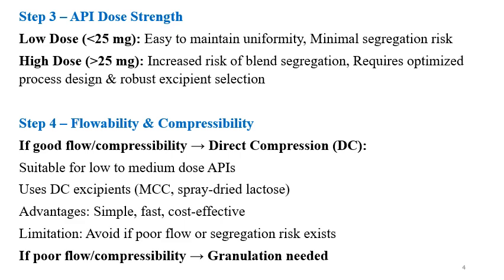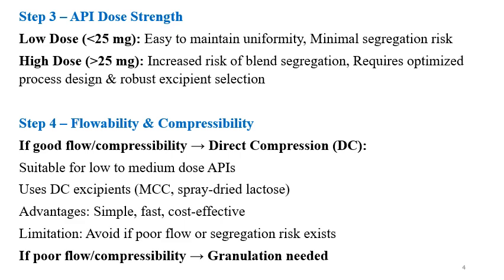Low dose are easy to manufacture, but it is difficult to have content uniformity. Minimal segregation risk will be there. High dose has increased risk of blend segregation, and requires optimized process design and robust excipient selection. So the blend uniformity and content uniformity depend on the dose, and also the amount of the API in the formulation. So don't consider that low dose formulations are easy to manufacture and high dose are difficult. It depends on the formulation, the excipients and the manufacturing process.